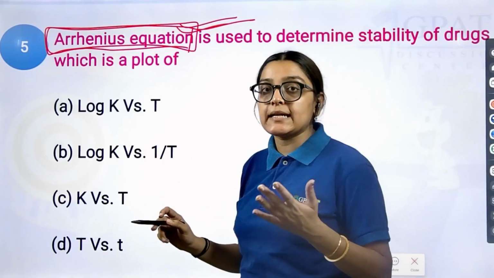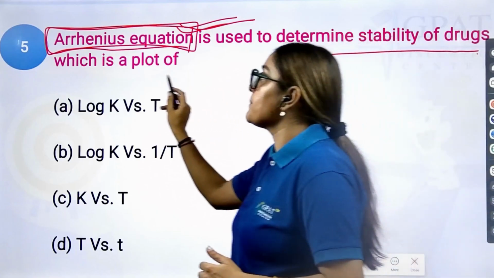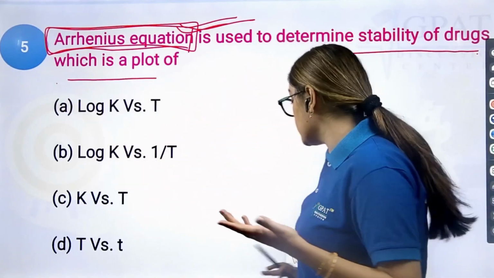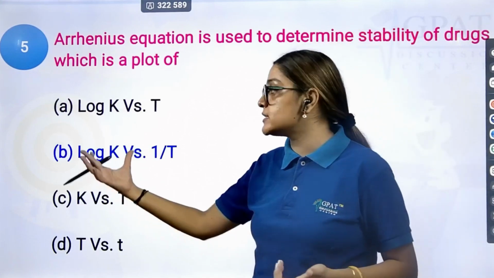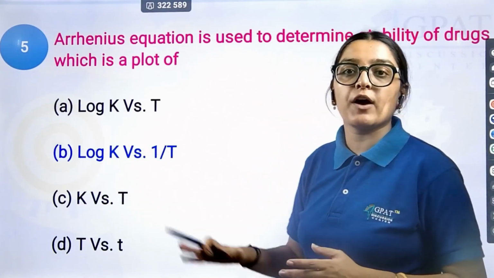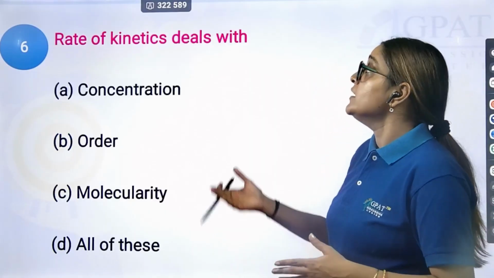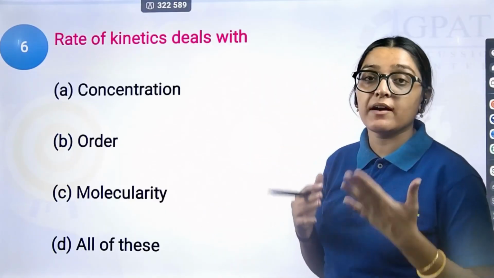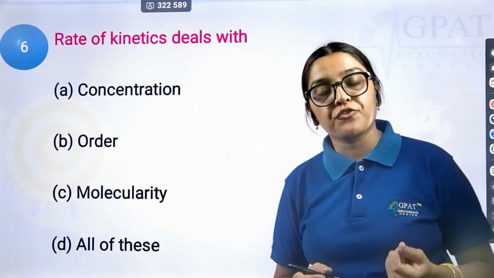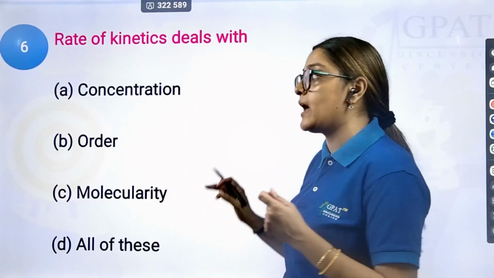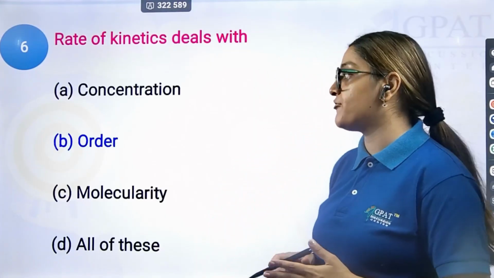So they may directly ask you: the Arrhenius equation gives the stability of the drug, which is a plot of what? As I've already told you, how the reaction progresses versus temperature, so it is going to be log K versus 1 upon T, which is the temperature. Next question: rate of kinetics deals with. Again a very basic question. Rate kinetics basically deals with the order of reaction, whether zero, first or second. We have seen the equations; you know the rate equations and the half-life ones.